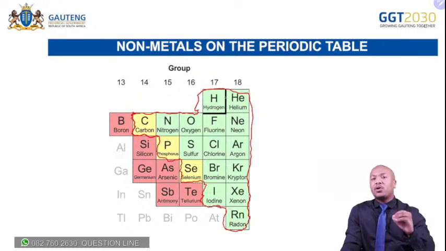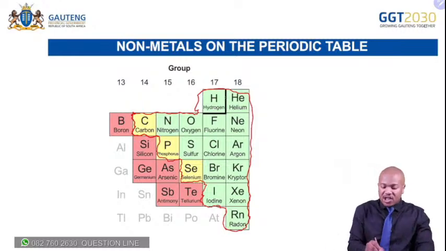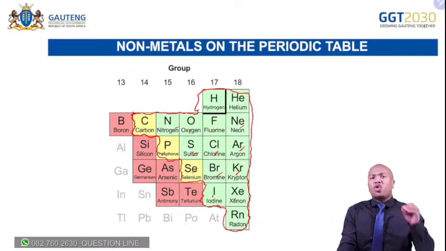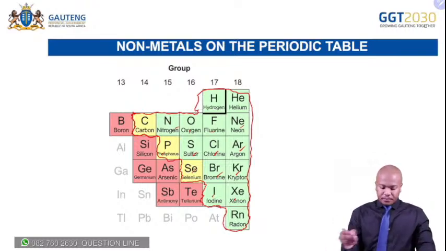But it is placed there because it was the first to be discovered, and also it is the first on the periodic table because of its atomic number. But in fact, it is a what? A non-metal. Hence, you see it here. So it's your hydrogen, your helium, carbon, nitrogen, oxygen, fluorine, neon, phosphorus, sulfur, chlorine, argon, selenium, bromine, krypton, iodine, xenon, and radon. All of those are your non-metals.